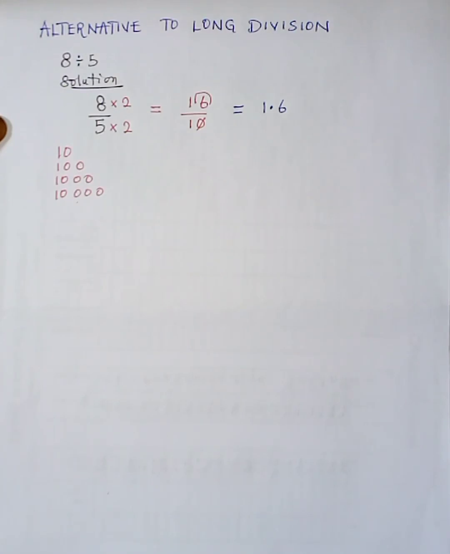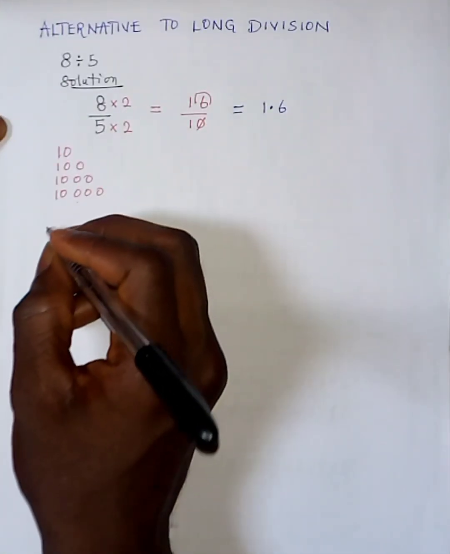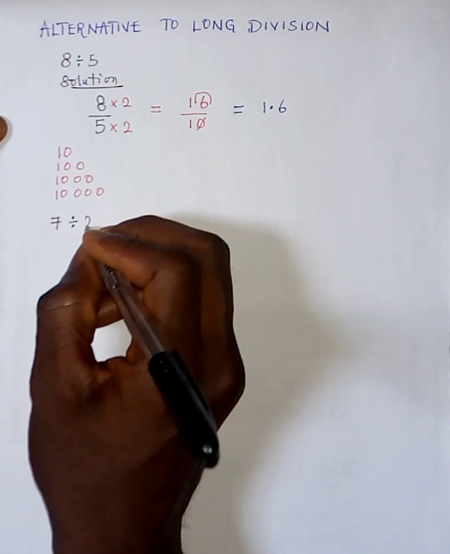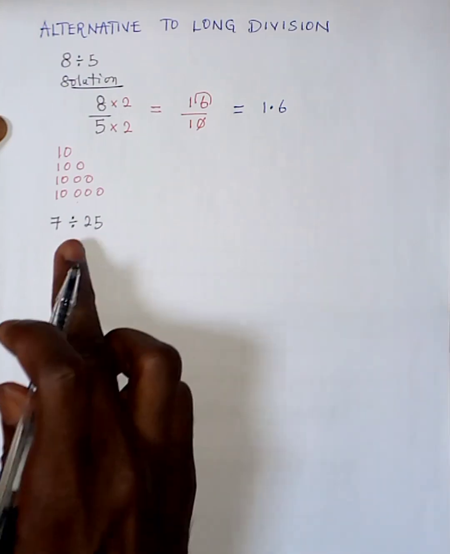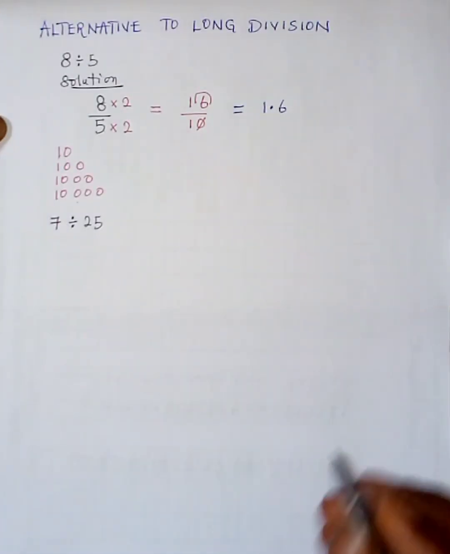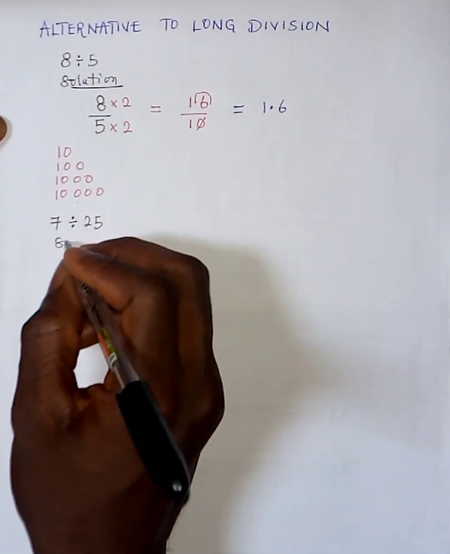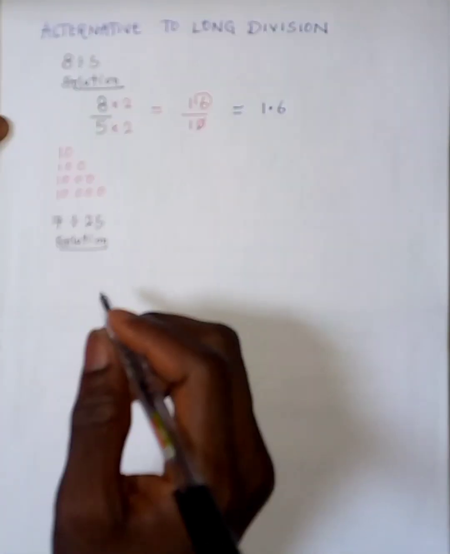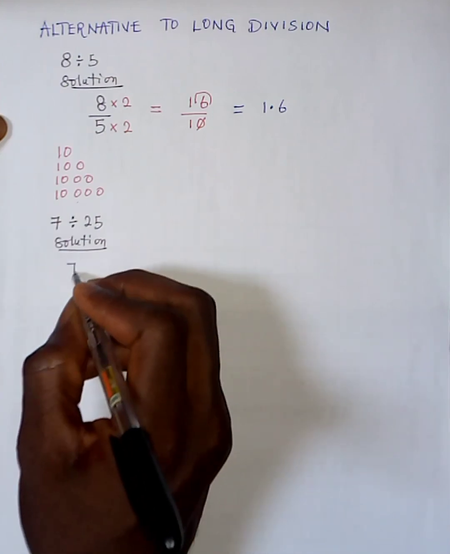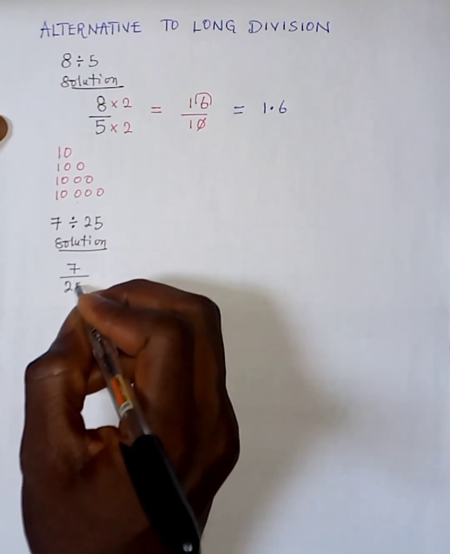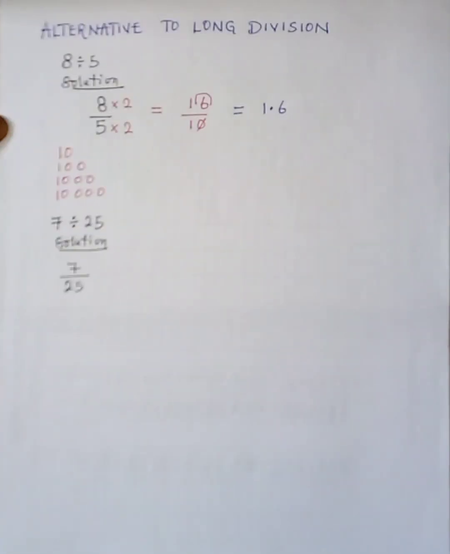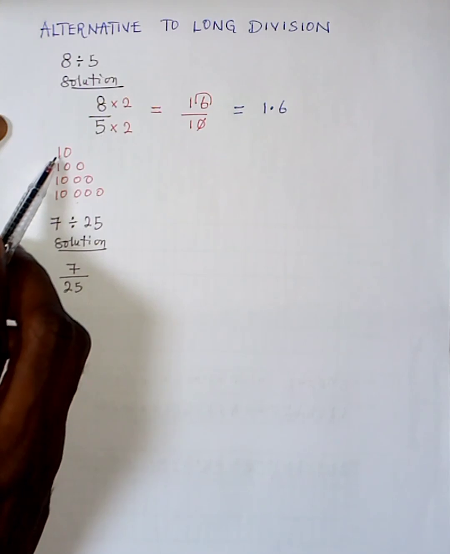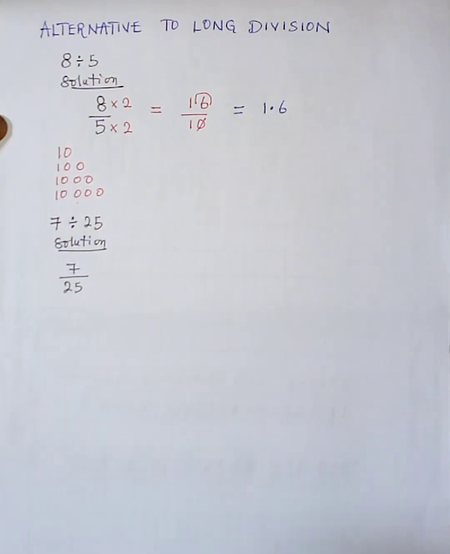What if I have a question? What if I have 7 divided by 25? How can I do this without doing long division and still get my correct answer? Again, solution. I'll write it in this format: 7 over 25. Now I look for what I will use to multiply this denominator 25 that will give me either 10, 100, 1000, and so on.